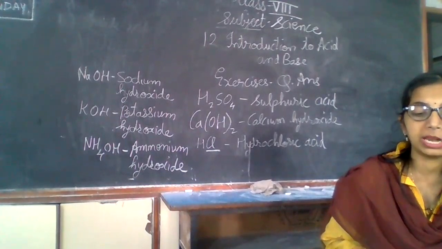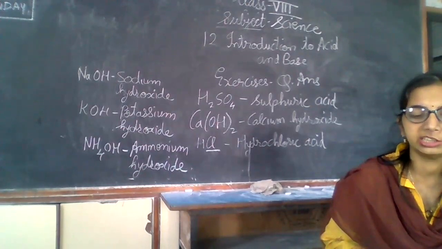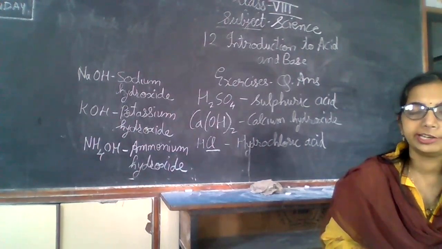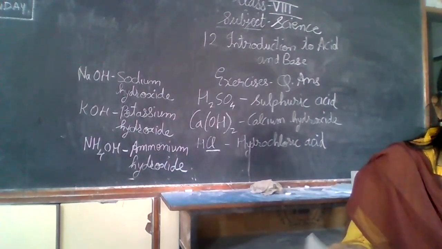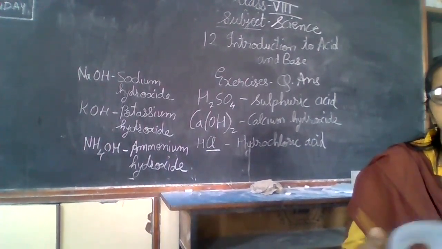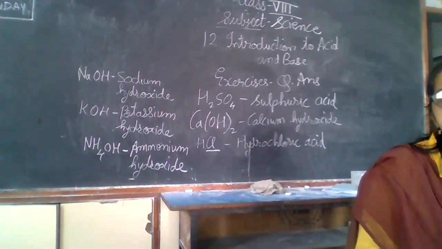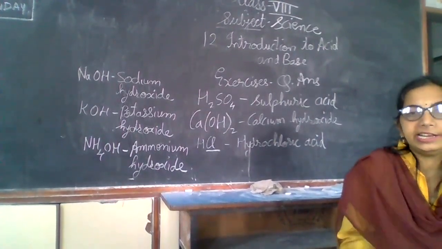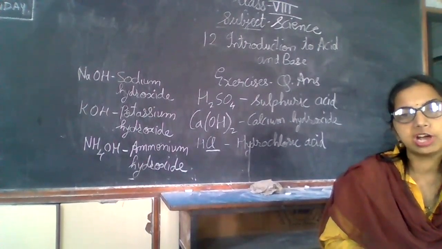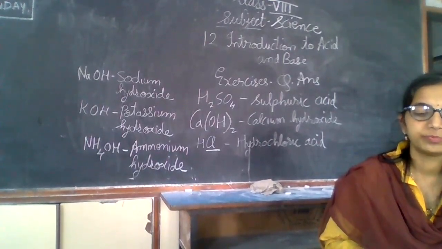Next question is also simple. State true or false. Oxides of metals are acidic in nature. Oxides of metal are basic in nature. They are not acidic, so this statement is false. Table salt is acidic. Is it? You all are eating NaCl daily. It is a salt and not an acid. So this is also false.